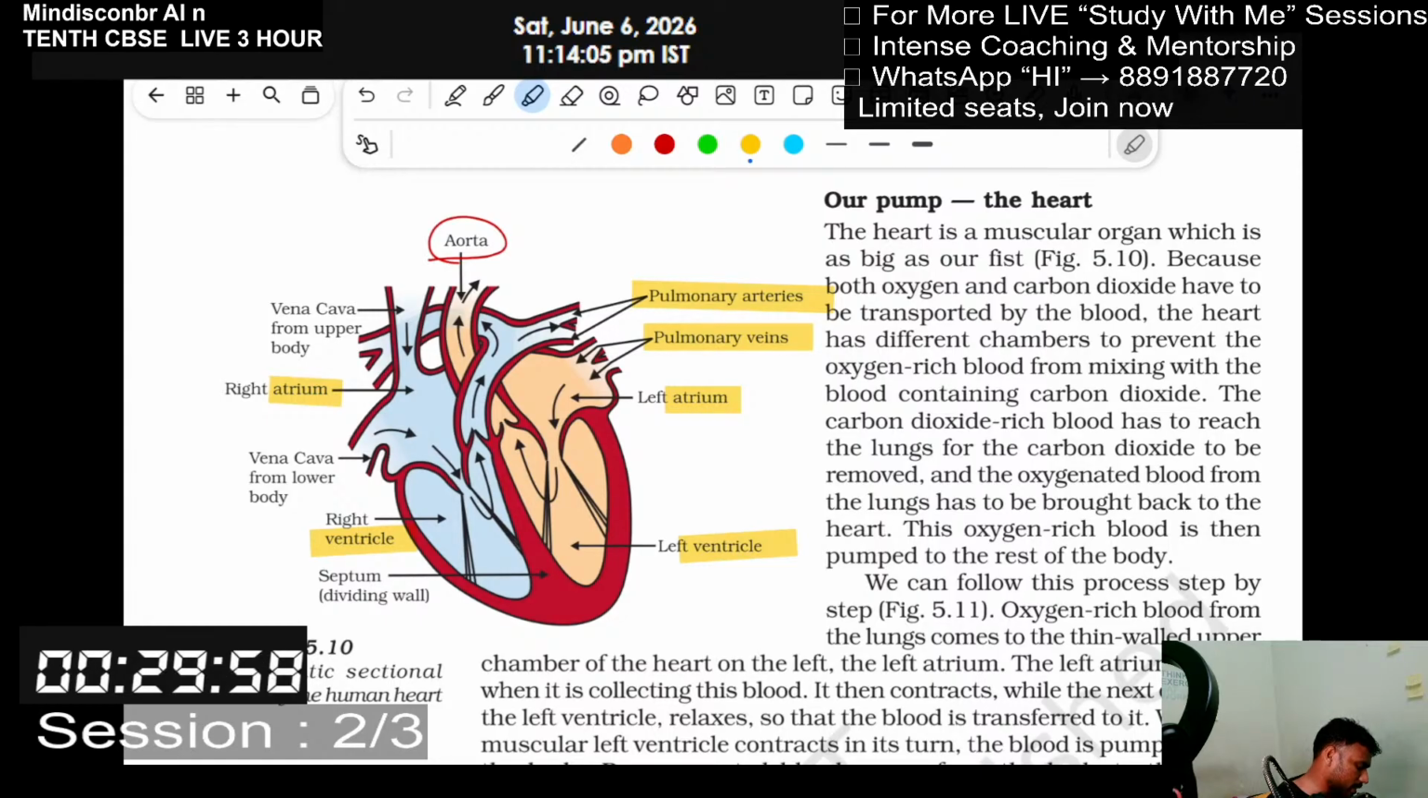In the figure, we can see that it stands like V, right? This is V, this is V. So remember it as ventricles. And this is right, this is left.